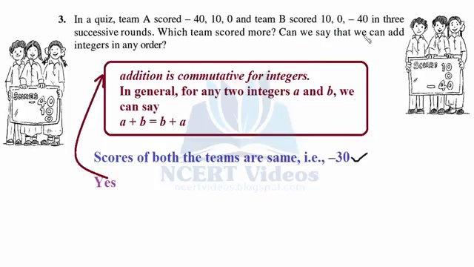Can we say that we can add integers in any order? Well, yes, we can say. Why? Because we have studied in this chapter that addition is commutative for integers. For example, if you swap -40 and 10, in general for any two integers A and B, we can say that A plus B equals B plus A. So it is commutative. Commutative is just changing their positions. So here A was -40 and B was 10. There B was 10 and A was -40. Therefore, addition is commutative for integers.